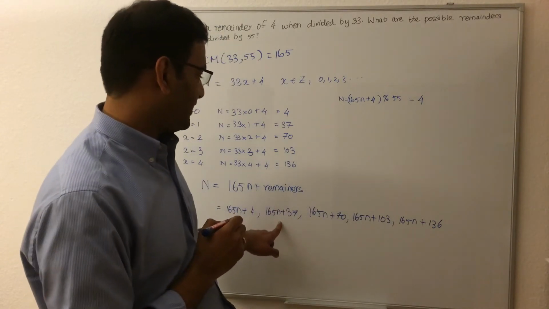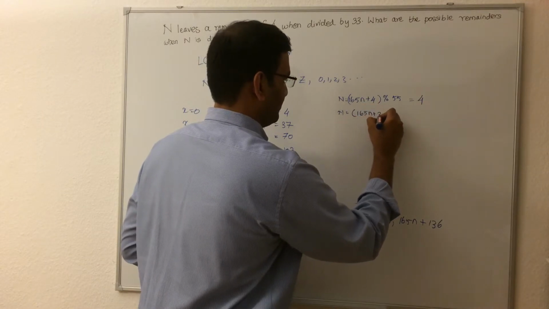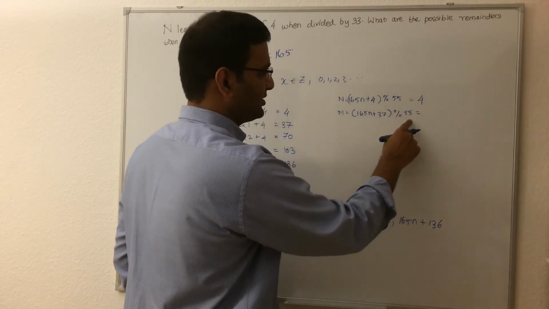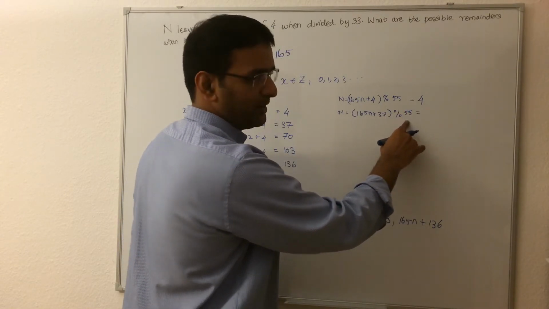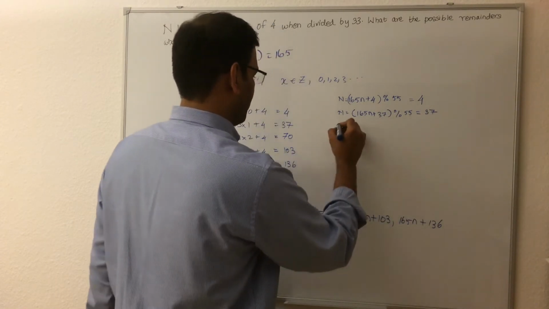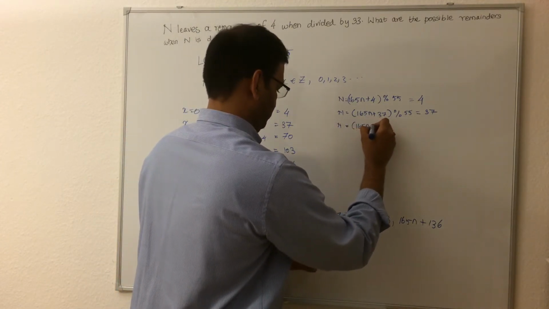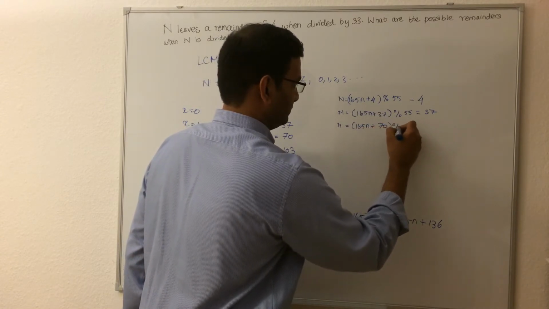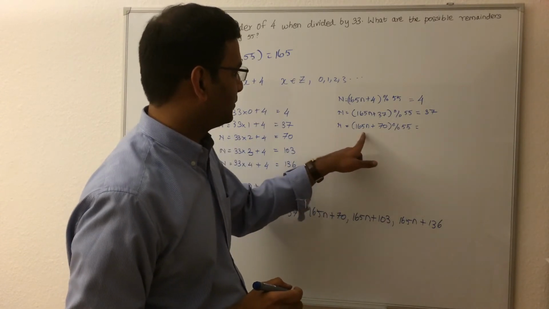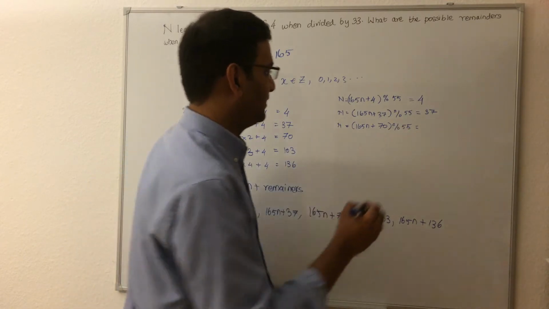The next number is 165n plus 37. The remainder when we divide it by 55 would be 37 because 37 is less than 55. So that would be the remainder when we divide 37 by 55. So 37 we keep it. The next number is the same logic. 165n is divisible by 55, so the remainder would be 0. However, 70 when we divide by 55 leaves a remainder of 15.